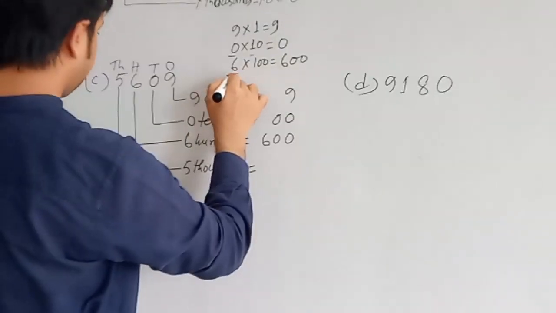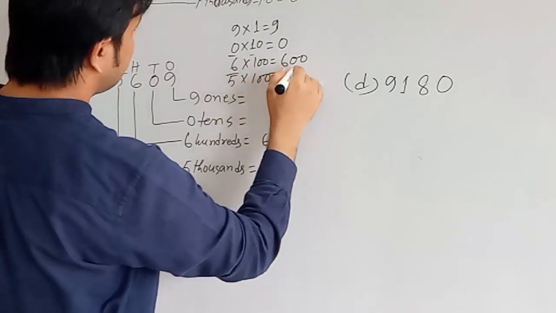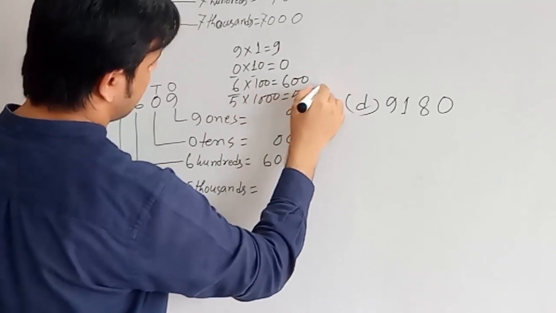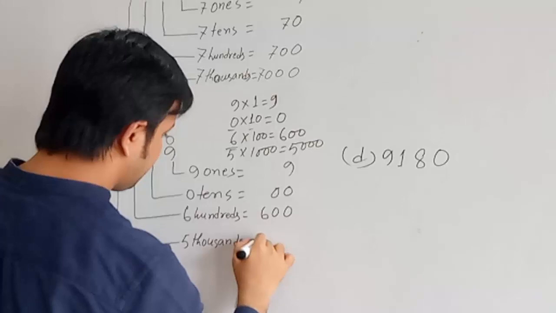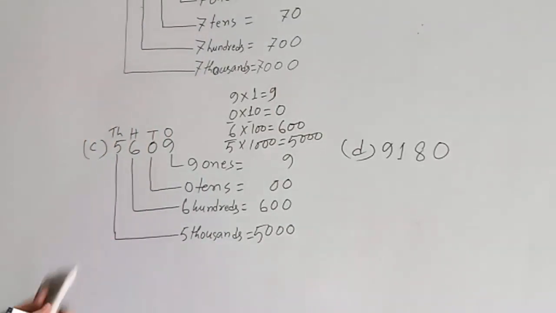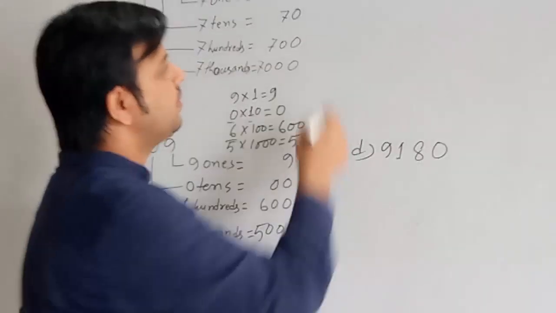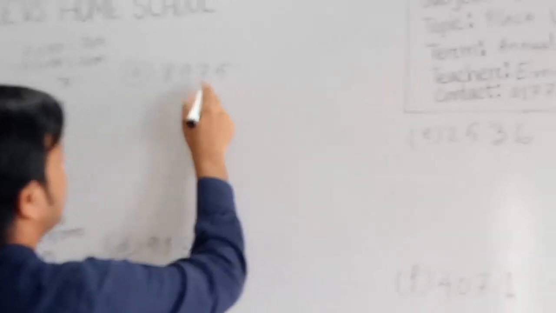So we have to multiply 5 by 1,000. This will be 5,000. So we can write here 5,000. So value of 5 is 5,000. The next number is 8975.